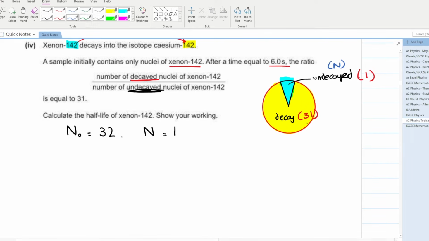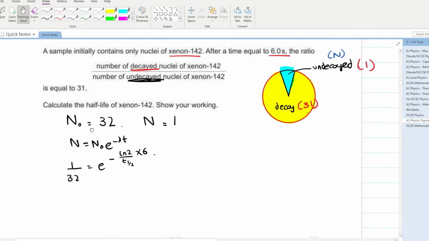You know the decay equation. N is equal to N naught e to the power minus decay constant times t. N is 1, N naught is 32, equal to e to the power minus, and in place of the decay constant, as I have told you earlier, we can write ln2 divided by the half-life, T half, multiplied by the time, which is 6 seconds.